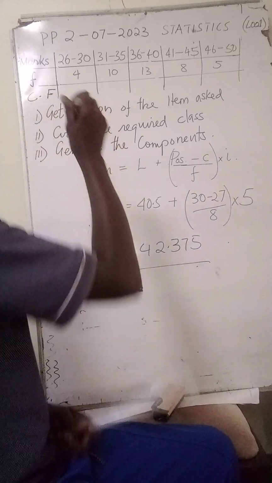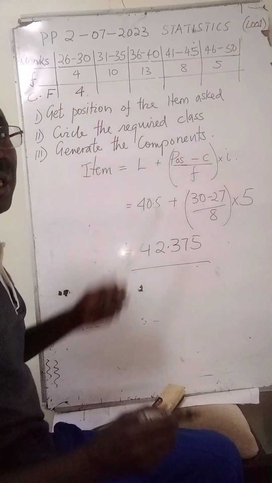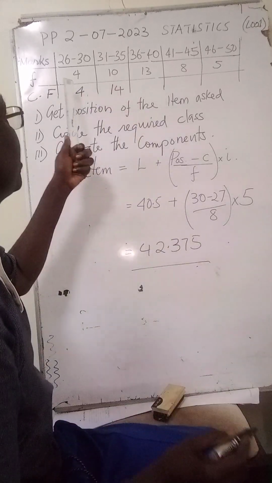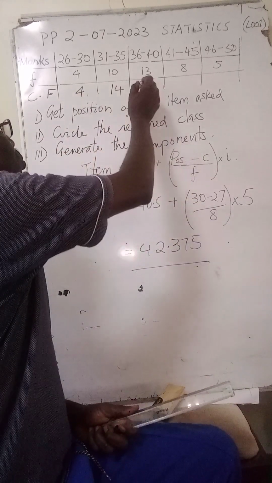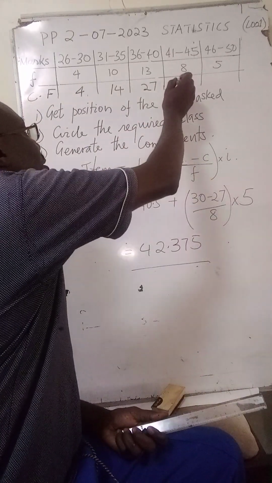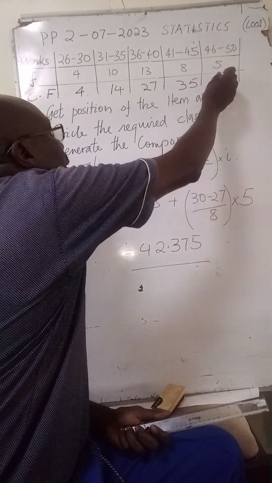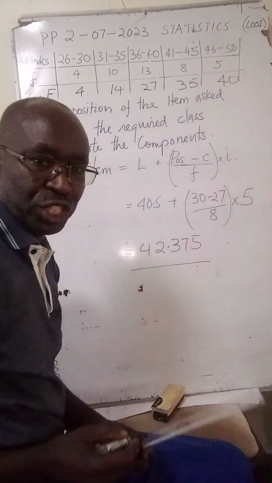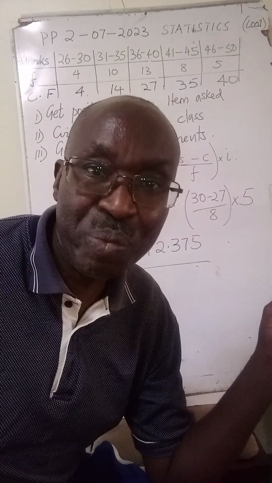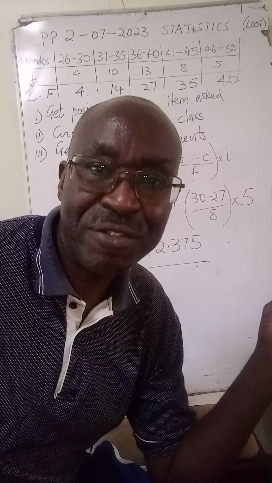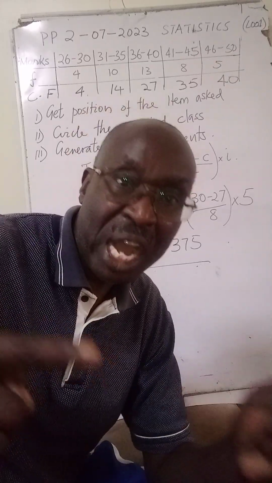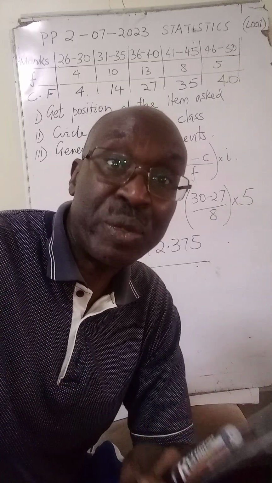Our first frequency is 4, I write it 4. Then when you add 4 to 10, you get 14. When you get 14, you add 13, you get 27. When you add 27 to 8, you get 35. And here you get 40. In Form 4, that would also mean sigma F, addition of frequency. Sigma F, addition of frequencies.